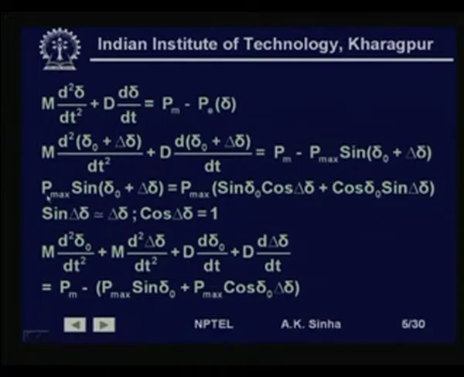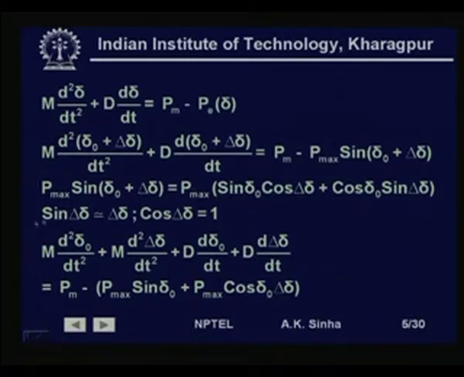Now, we can write Pmax sine(delta 0 plus delta delta) as, that is we expand this term, then we get Pmax sine delta 0 cos delta delta plus cos delta 0 sine delta delta. Now, since delta delta is small, sine delta delta will be very nearly equal to delta delta in radians, and cos delta delta will be very nearly equal to 1.